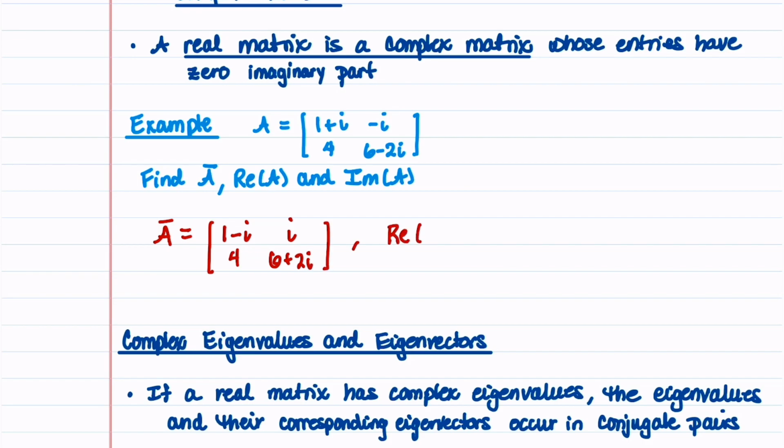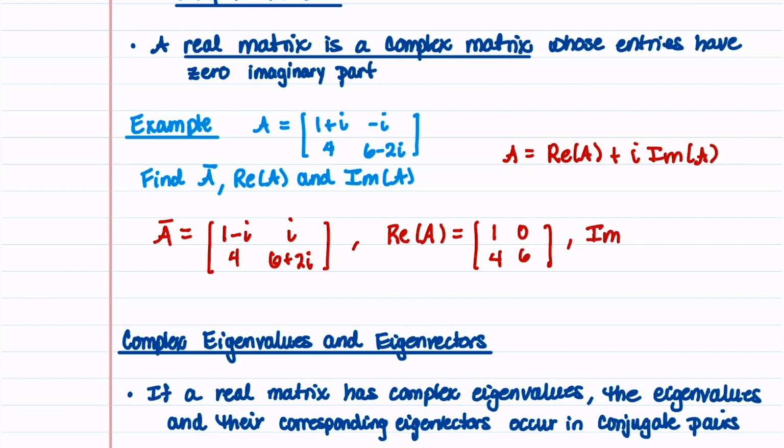And the real part of A, what we're really doing when we talk about the real and imaginary parts is we're just splitting our matrix apart into 2 pieces. So think of our A as equal to the real part of A plus i times the imaginary part of A. So our real part of A is going to be 1, 4, 0, 6. For our imaginary part of A, we're going to pick up the constants that are multiplying the i's. So that's going to be a 1, minus 1, a 0, and a minus 2.